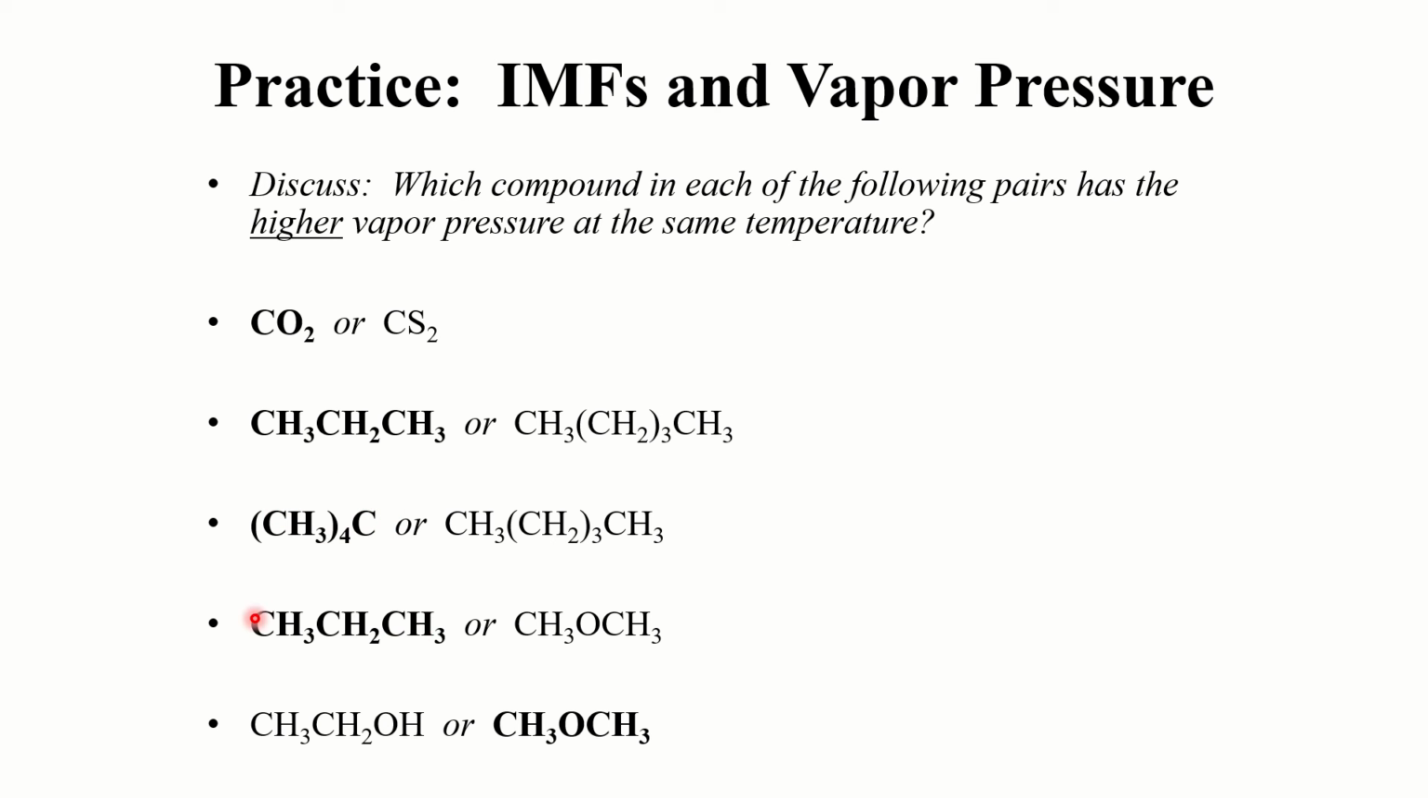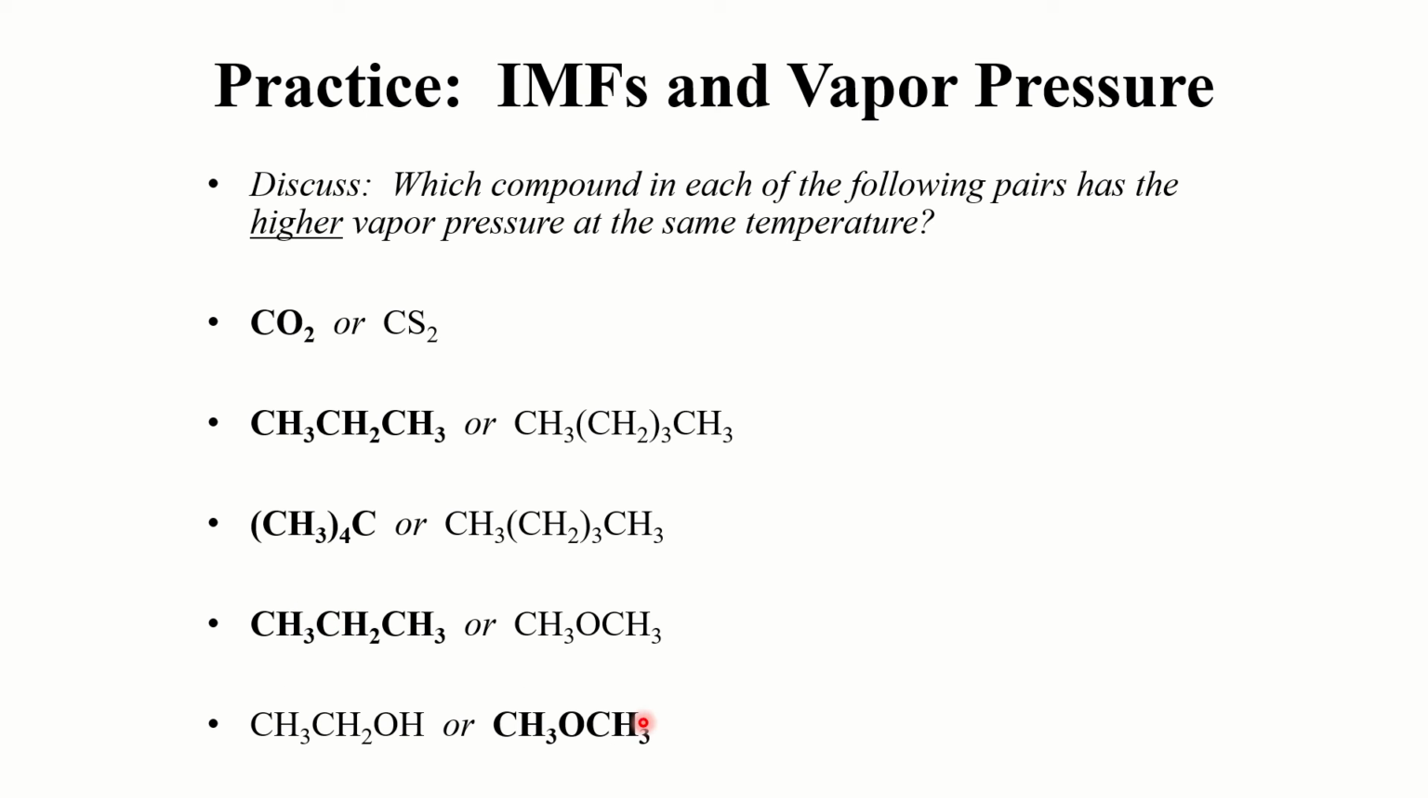Number 4, now we've got some differences going on here. This first molecule is nonpolar, dispersion forces only. This second molecule is going to be polar. If you draw out its Lewis structure, you'll find that we've got a bent geometry. This molecule is polar, so this molecule would have dipole-dipole interactions. It has the stronger forces, which means this is our answer. It has dispersion only, weaker intermolecular forces, higher vapor pressure.